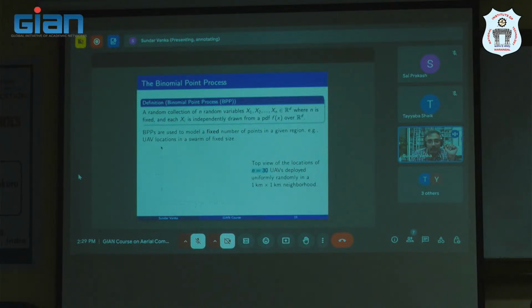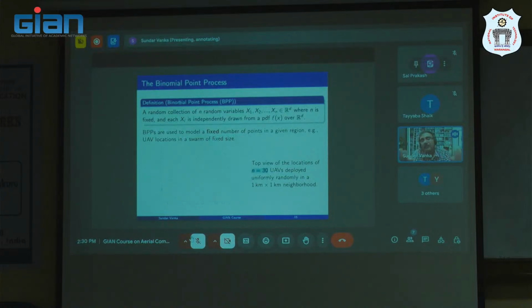This is a unit length square, right? 1 kilometer by 1 kilometer square. I put each point randomly in the middle somewhere, each of them independently of the others. So this is one such realization of what is called a binomial point process. It's a very simple process.